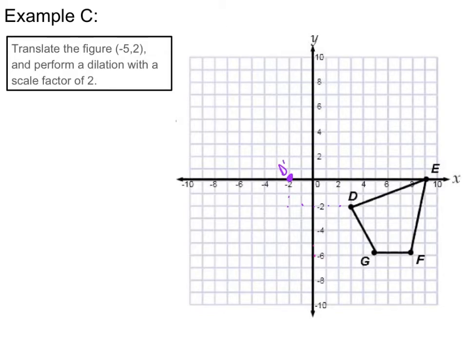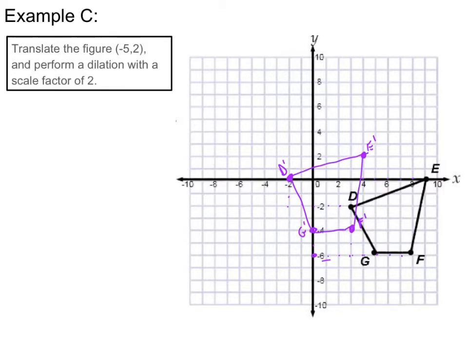Same thing with our E. We're going to go 1, 2, 3, 4, 5, up 2. And we've got our E prime. Same thing with G. We're going to go 1, 2, 3, 4, 5, and up 2, 1, 2. So we've got our G prime, and then we're going to go 1, 2, 3, 4, 5, 1, 2 with our F prime.